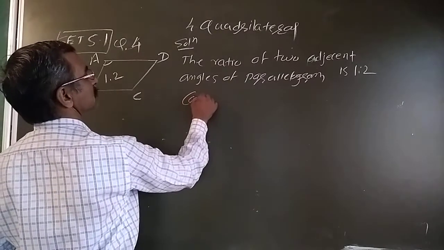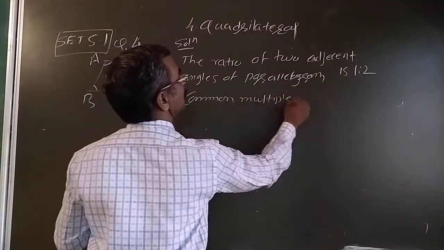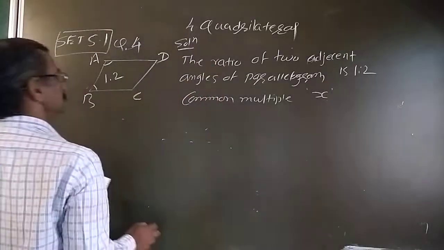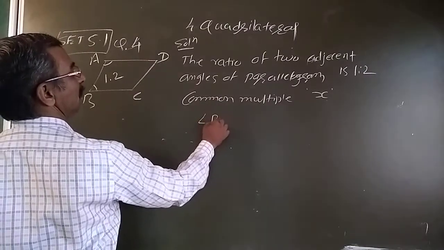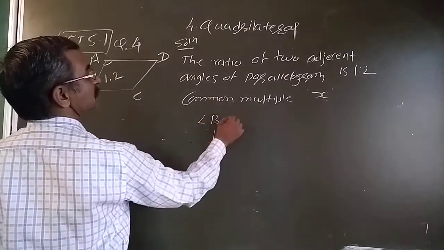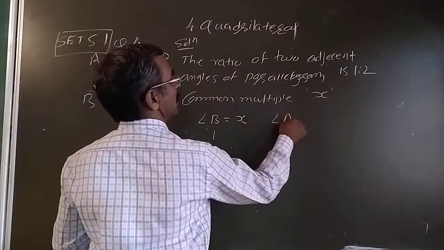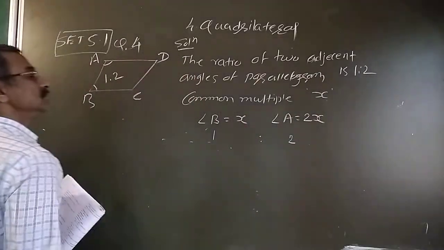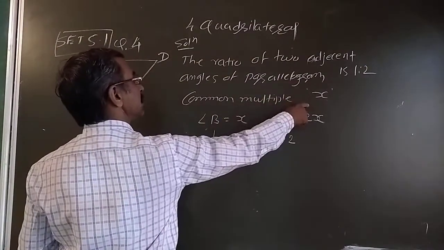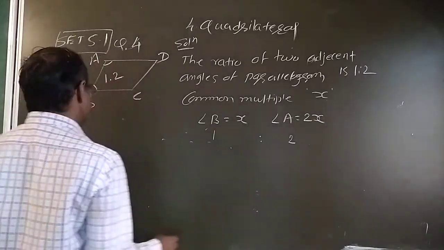So we consider the common multiple. The common multiple is equal to x. Therefore, angle B is considered as x, and angle A is equal to 2x, because the common multiple we have taken is x, so x into 1 is x and x into 2 is 2x.